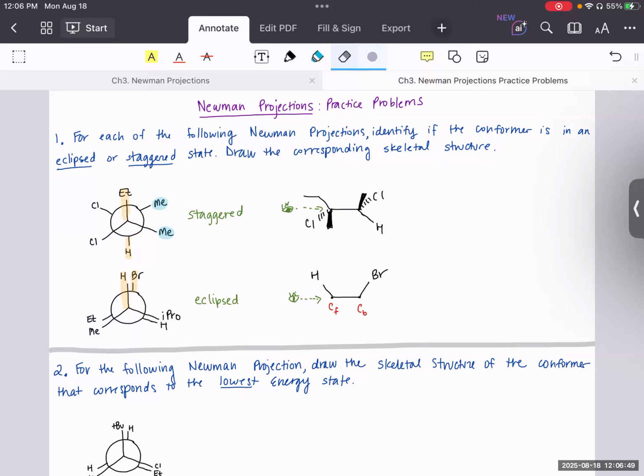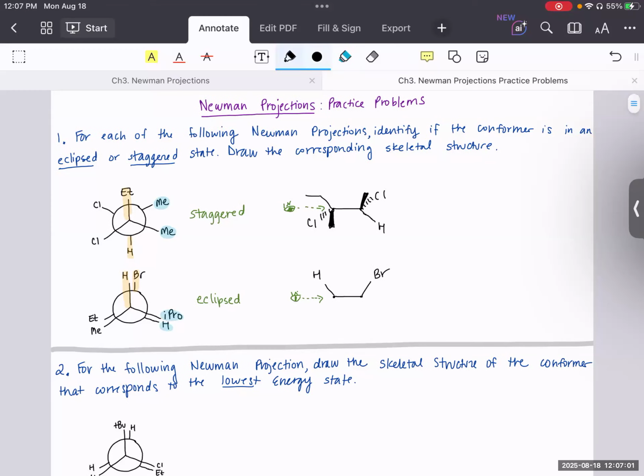Next, we're going to add in the other groups. On the front carbon, we have an isopropyl group and a methyl group. The isopropyl and the hydrogen are going to be wedged, so we can do iPr here and an H on that back carbon. And then the groups that will be dashed will be that ethyl and the methyl groups. And so that's the structure that we should get here.